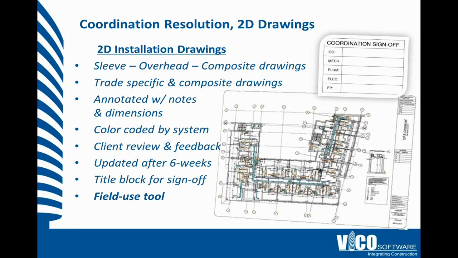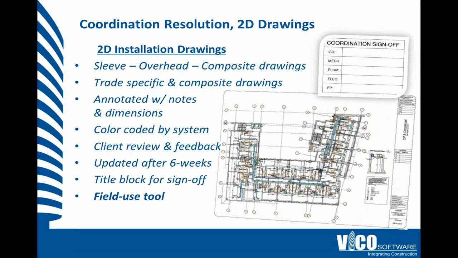So we've got sleeve drawings, overhead drawings, and as I mentioned again earlier, composite drawings, where we put all the trades together. There's usually a minimum amount of dimensional and elevation information on the composite drawing, but it gives you that big picture. So the superintendent can put that under his arm. He's out there on site. An unforeseen conflict comes up, and everyone knows right away what the downstream impact of making a field change might be. We have notes and elevations on there.